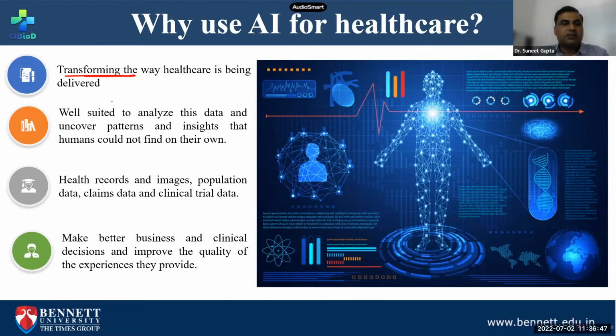Next one is that it is well suited to analyze the data. Obviously we are regularly uploading our health related parameters to the cloud, and our app is analyzing that data. If some kind of uneven patterns are there in the data, then that application will share some suggestions with the human, so that the human can change their lifestyle.